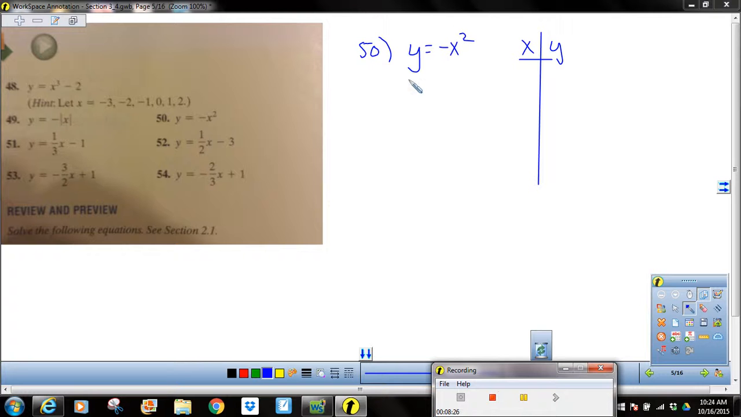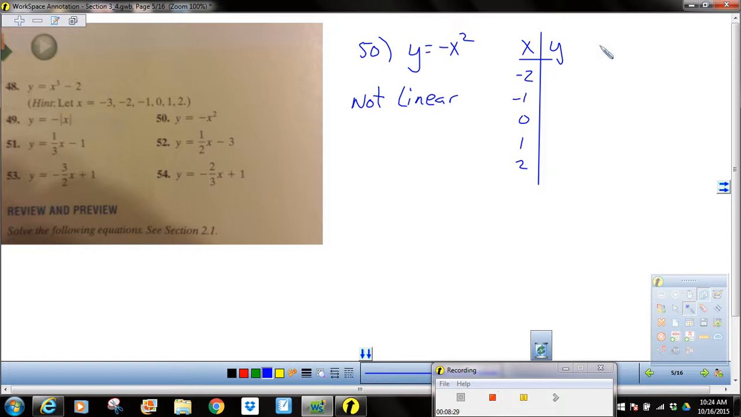Okay, number 50. This is not linear because x is not to the first power. So I'm going to need quite a few numbers. Thinking maybe negative 2, negative 1, 0, 1, and 2. We plug each one in. See how this was minus x squared, so I put minus negative 2 squared. Negative 2 squared is positive 4, but we have a negative out front, so it's negative 4.